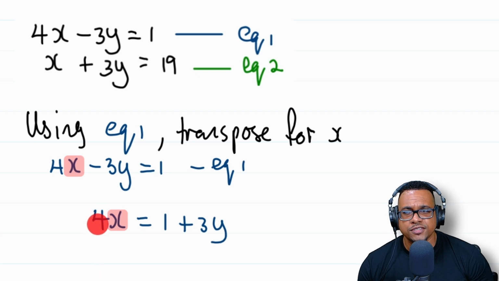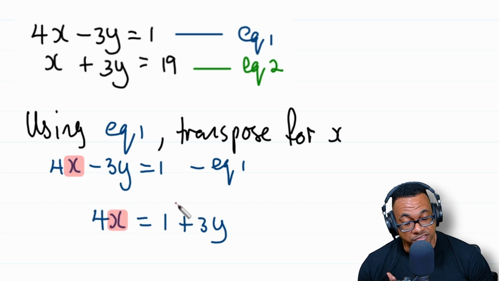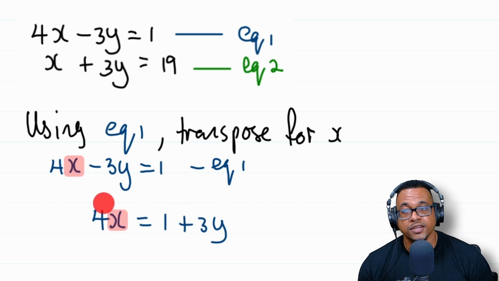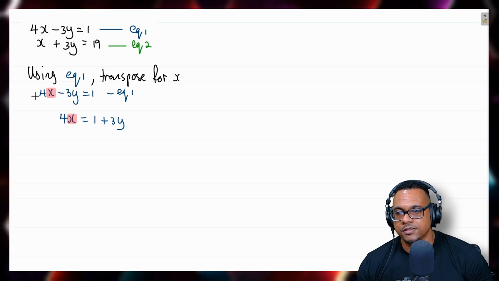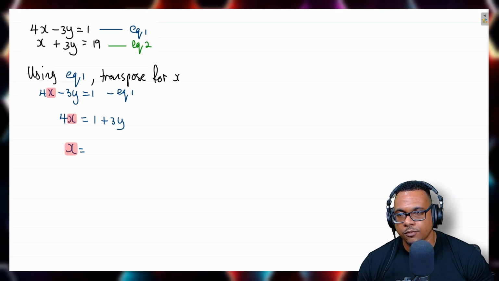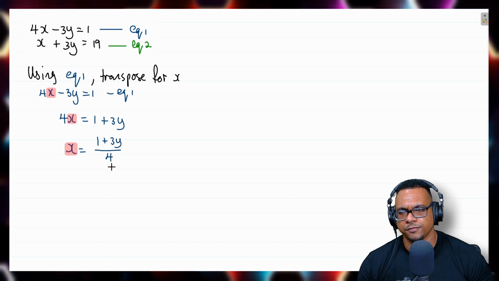So now when we transfer this 4 across, now remember, we are getting x by itself. The 4 is being multiplied by the x. So whenever we transfer across and the operation is multiplication, the opposite of multiplication will take place when we transfer across, which will be division. And as I told you, once it goes across and turns into division, it will always go underneath. All right, so we're going to have x is equal to 1 plus 3y divided by 4.